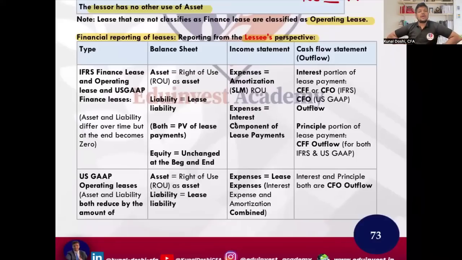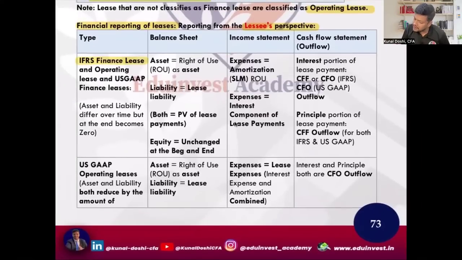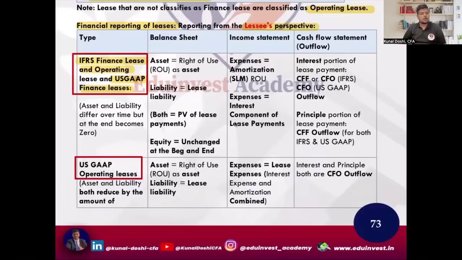Correct. Now, in terms of lessee, there is also separation of treatment, which is different for finance and operating lease under IFRS and US GAAP finance lease. So for all of these, there is one type of treatment. What is left? The only thing left is US GAAP operating lease. So IFRS finance and operating, US GAAP finance and operating. So IFRS, both the leases and US GAAP finance lease have the same treatment. US GAAP operating has a different treatment.